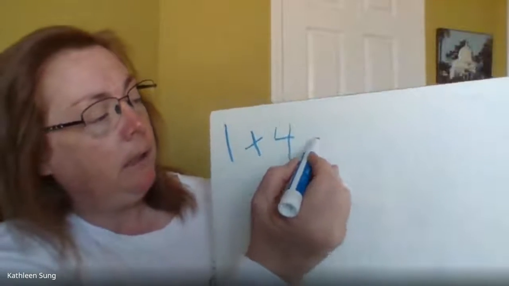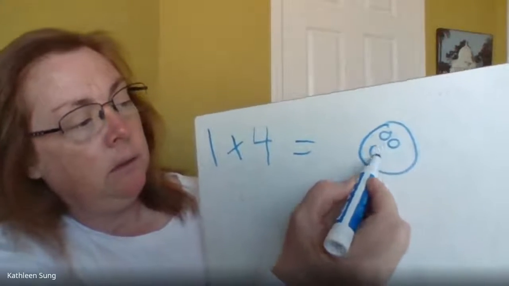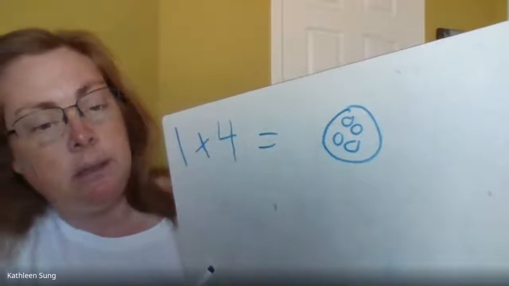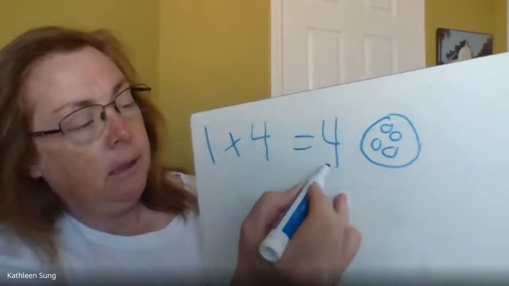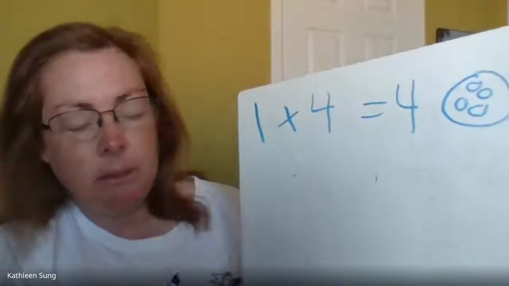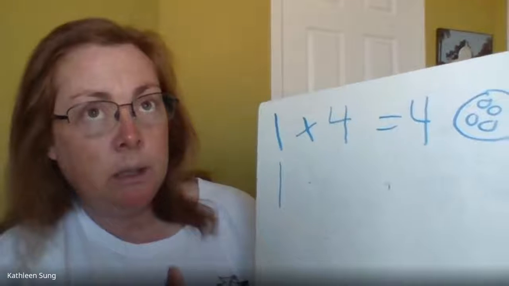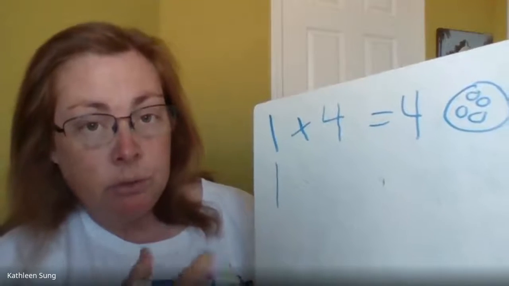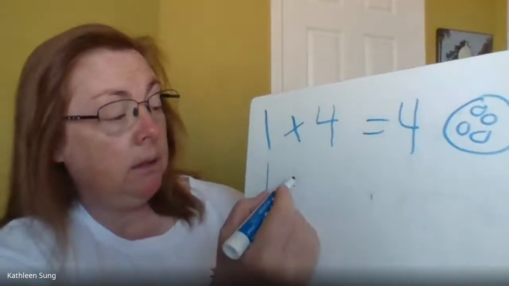Well, it would be 1 plate with 4 cookies on it. If I have 1 plate with 4 cookies on it, how many cookies do I have all together? I have 4. Okay. And if I was going to predict what was coming next for my 1 times table, if 1 times 1 is 1, 1 times 2 is 2, 1 times 3 is 3, 1 times 4 is 4.